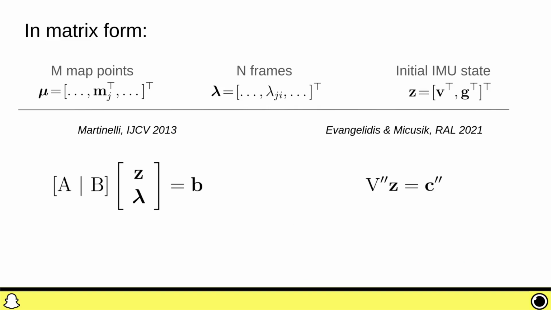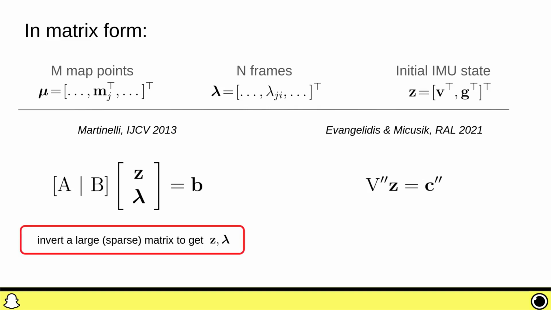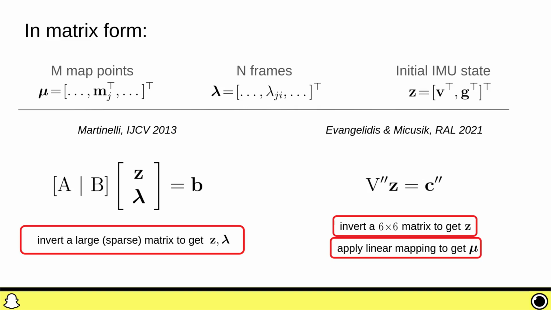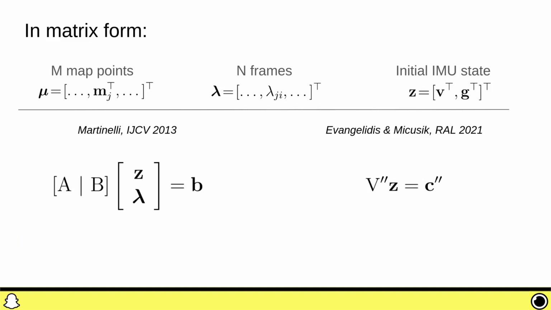manner. Unlike the state-of-the-art solution that requires the inversion or the decomposition of a large sparse matrix, with the proposed formulation, one needs to invert a 6x6 matrix to get the IMU state and then to apply a linear mapping to get the points. As proposed by Martinelli, the constraint on gravity magnitude can be likewise enforced to the reduced system.